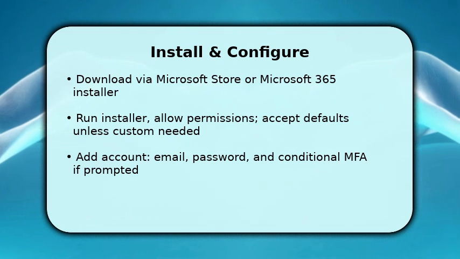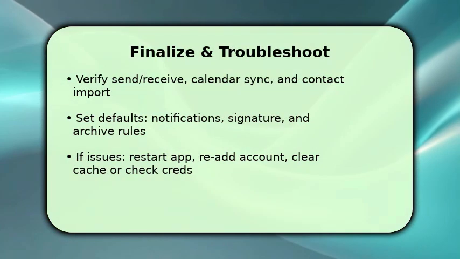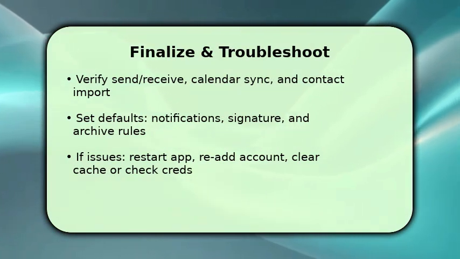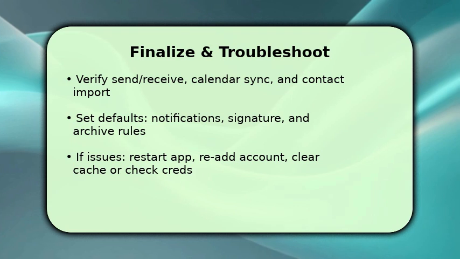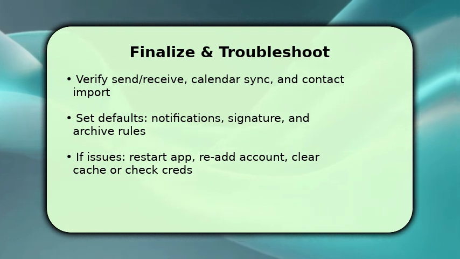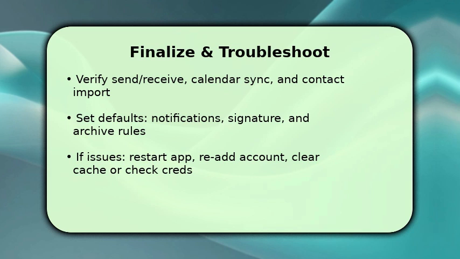You finish by testing send and receive and opening your calendar to confirm events synced. Once done, set notification preferences, signature, and archive rules so Outlook behaves consistently.